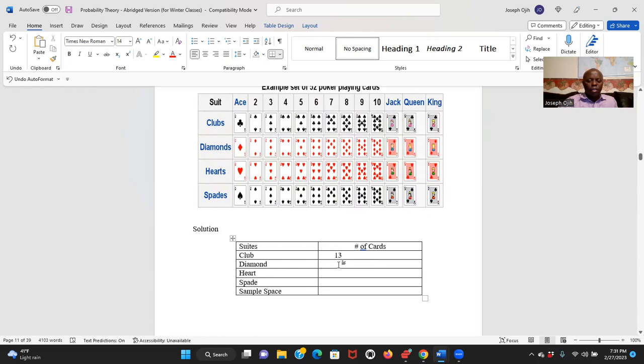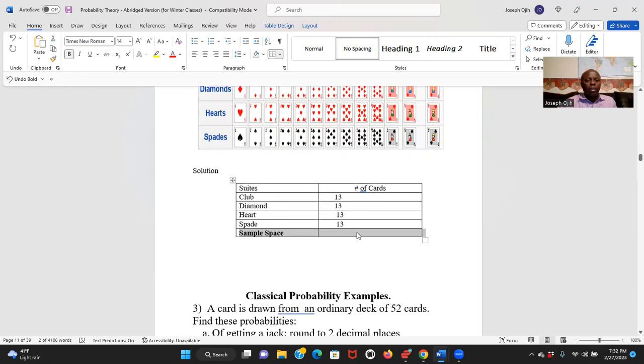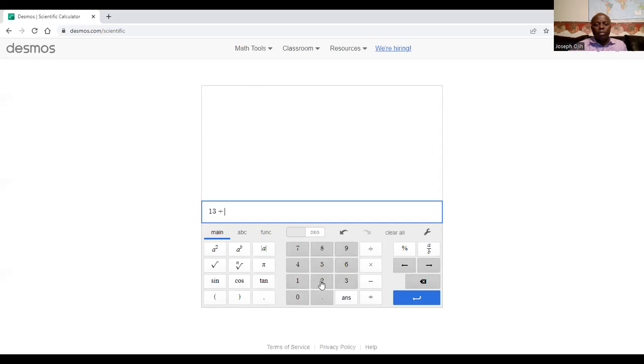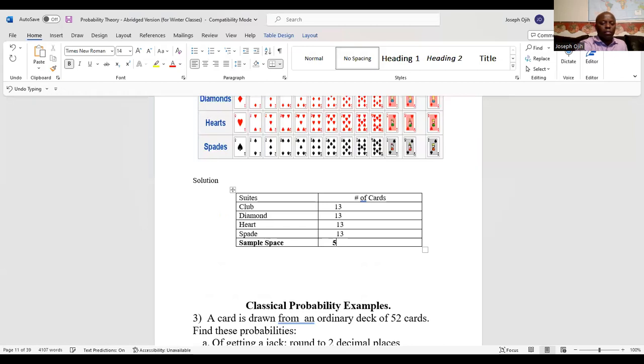And then we have that. Diamond is 13. Okay, hearts 13. Spade 13. So that sample space will now become, you add all of them, the possibilities. So the sample space becomes 13 plus 13 plus 13 plus 13, which is 52 cards. You got 52 cards, the sample space for a deck of cards is 52 cards.